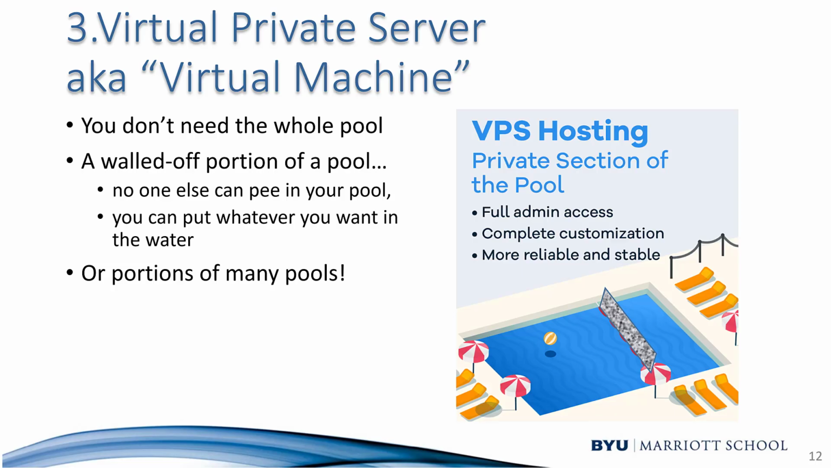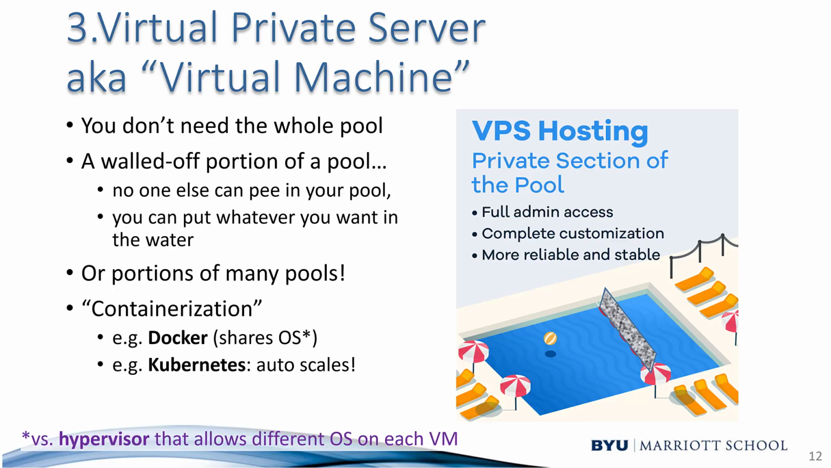So actually, when you have server farms, wow, you could actually have portions of a lot if you have scaling. We talked about that back in chapter 6, about scalability in Kubernetes and things like that. So that's an example. Containerization, Docker is great. Docker shares the same operating system, but I think if you use Kubernetes, you can use different operating systems for that. I mentioned this term hypervisor. What that is, it lets you have different operating systems on each virtual machine.